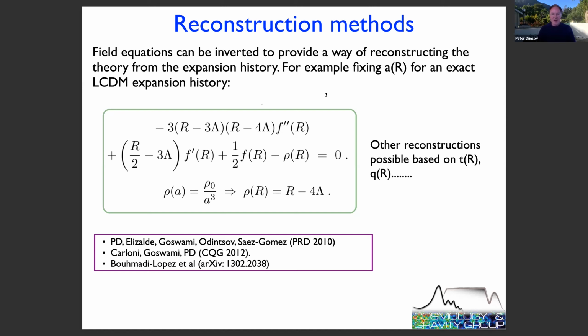It's not the only reconstruction method that could be used. You could equally well choose your function F of R, where R is the Ricci scalar. You could also fix the cosmography by choosing a particular form for the deceleration parameter, for example, and then obtain a similar differential equation for the underlying theory. Some examples of this work were done particularly by Sergei Odintsov, and then I've done some work with Santa Carlone and Goswami on this problem.